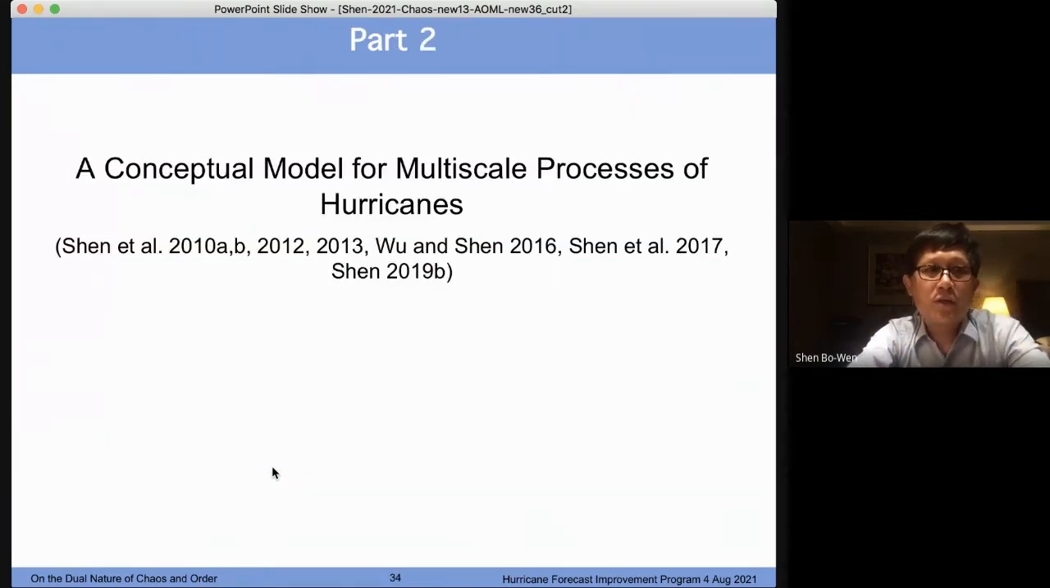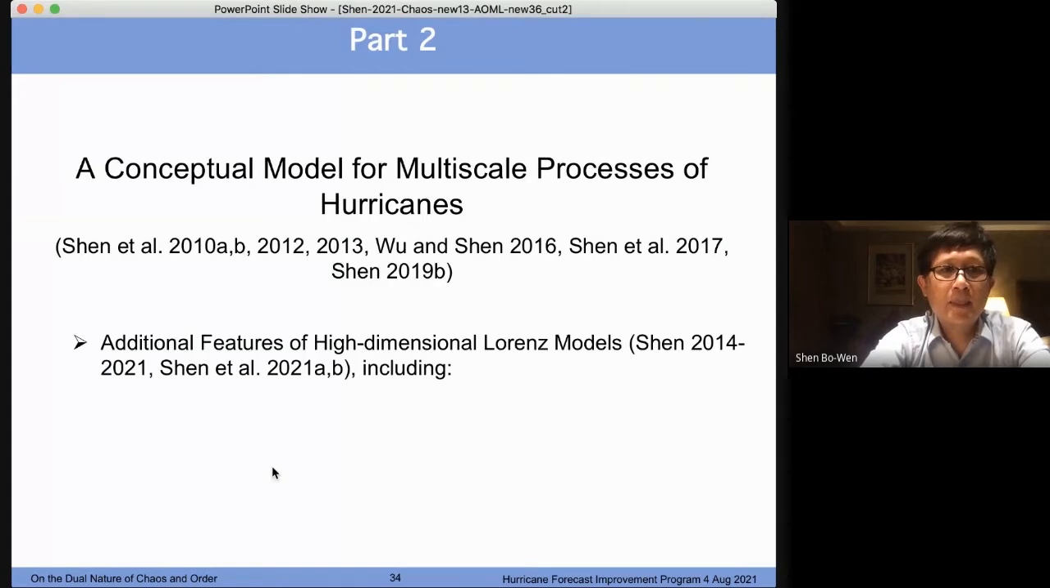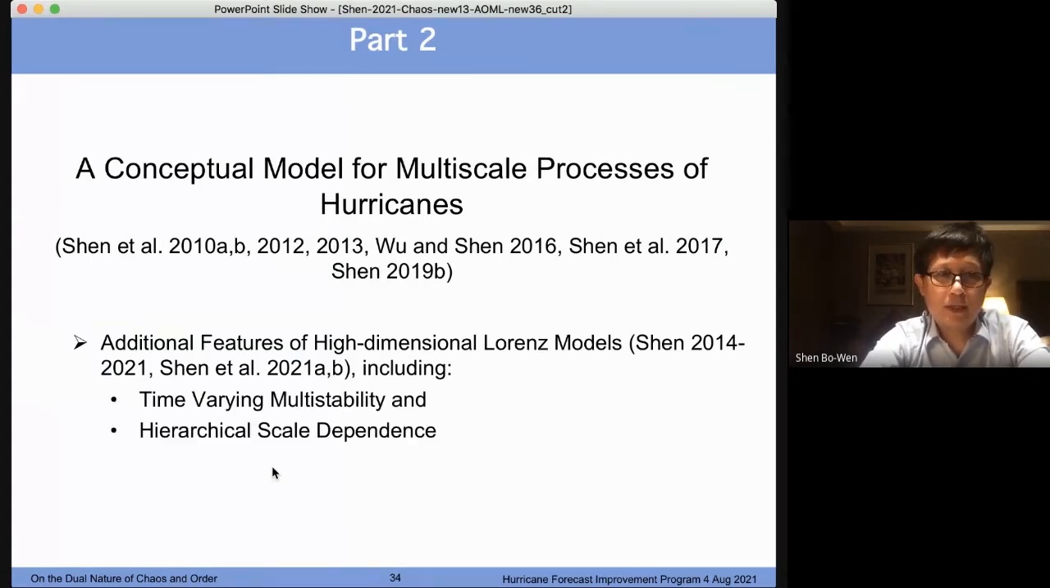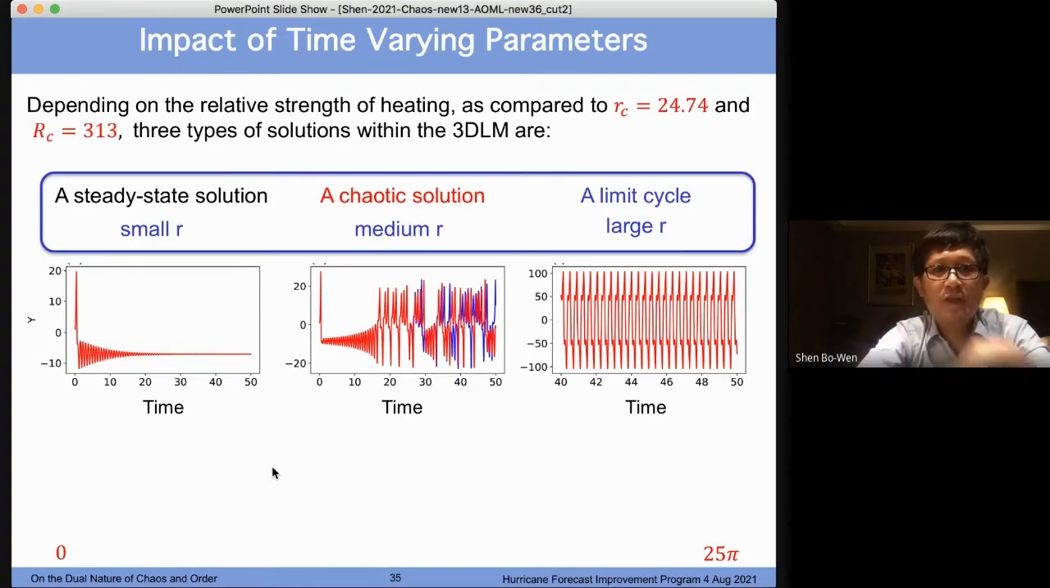Below, we are going to revisit a conceptual model for multiscale processes of hurricanes based on additional features of high-dimensional models, including time-varying multistability and hierarchical scale interactions. Previously, we illustrated the model produced three types of solutions based on time-independent parameters.